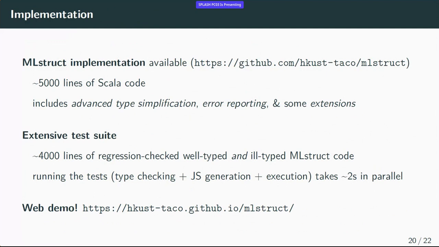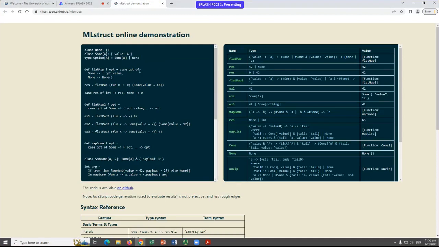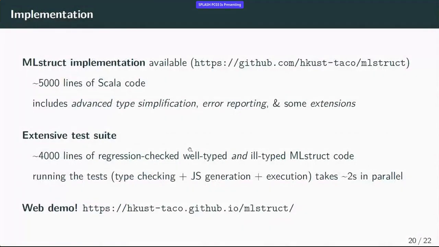Right, we also have the proofs of these properties, and they are non-trivial. So we are about to release an extended version of the paper with all the proofs. And there's also a web demo that you can try out yourself. And here are some examples, right, where you're defining flat map on option values, and you have the inferred types here, as well as the evaluated JavaScript. But I don't think I have time for a demo right now because there are 5 minutes for questions. Yes. Thank you.